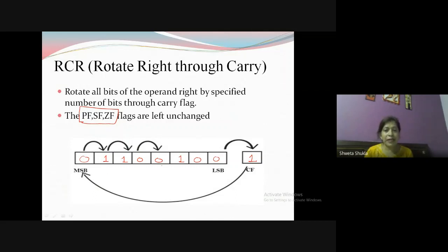The answer will be, this carry flag will come here. So the MSB will become 1, then 0, 1, 1, 0, 0, 1, 0. And this LSB will move towards the carry flag. That means the value of the carry flag will become 0. This is the answer after the first rotation. So you can keep on doing according to the value of CX, whatever the instruction is given and whatever the value of CX is given. So keep on rotating just like this.